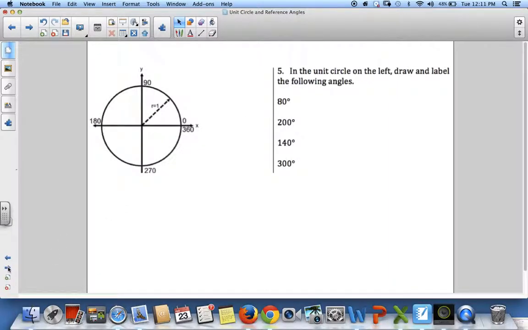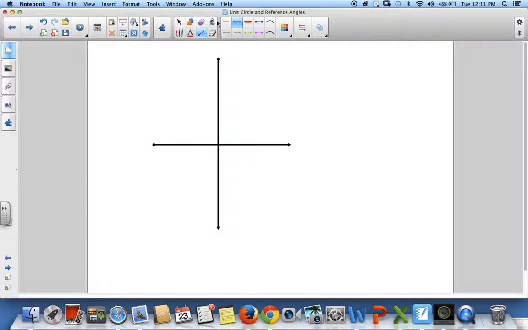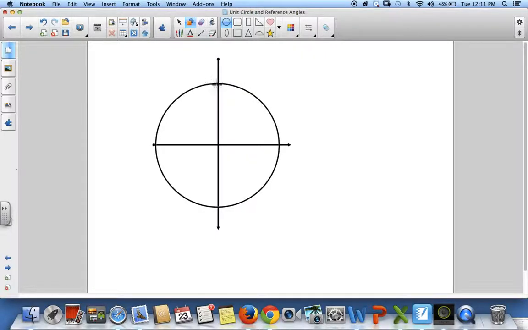Now we're going to talk right now about where the angles go. When we're measuring angles, we're going to measure them on a coordinate plane like this. What we're going to do is basically have a circle here. And when we measure angles, we always start over here and we go this way. So this would be 0 degrees right here, and we're going counterclockwise.